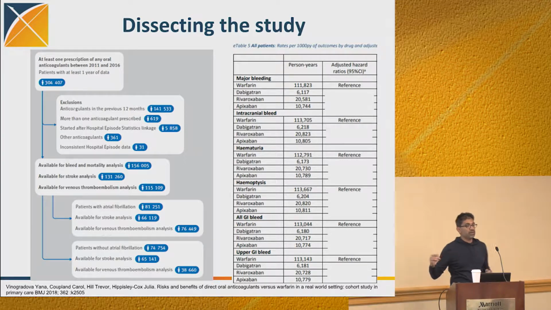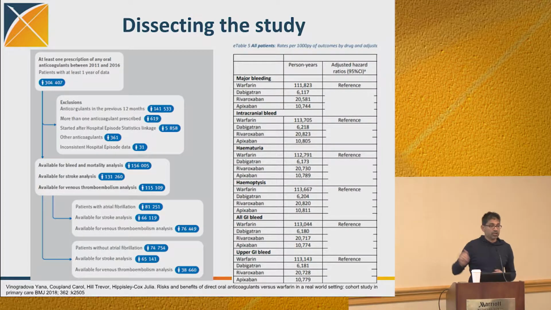In the OHDSI framework, each one of these is a cohort. Warfarin cohort, dabigatran cohort, rivaroxaban cohort, and apixaban cohort. In fact, all of those outcomes that we are interested in is also a cohort. So you have major bleeding, intracranial bleed, hematuria, hemoptysis, all GI bleed, and upper GI bleed. So as part of the next set of exercises, we have to define these. What are the criteria that we have to use to build these types of cohorts?